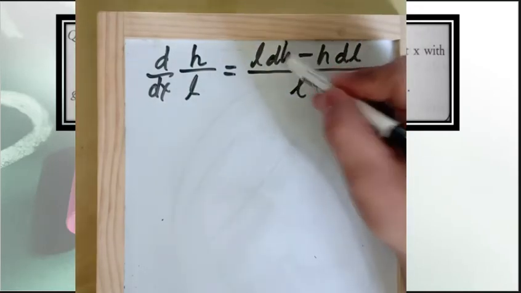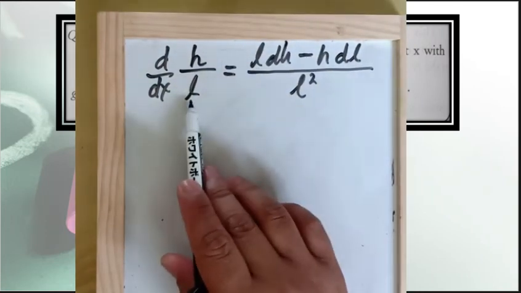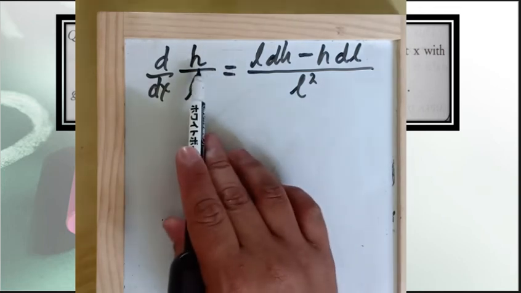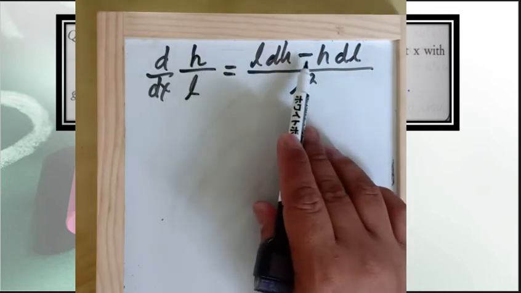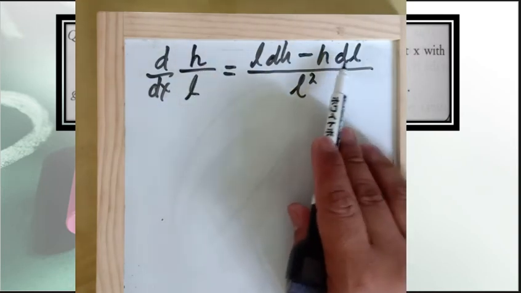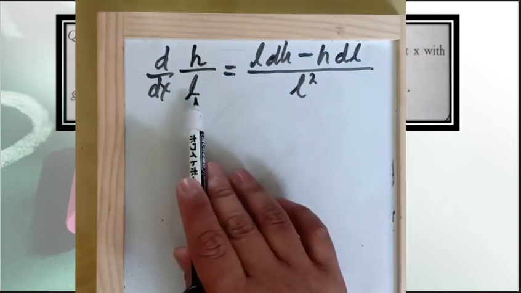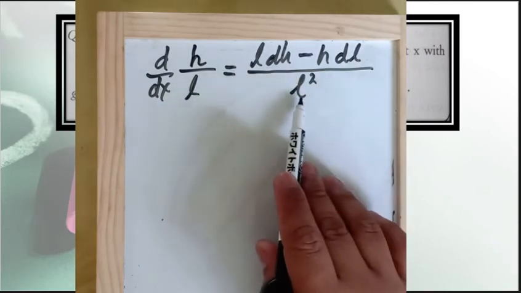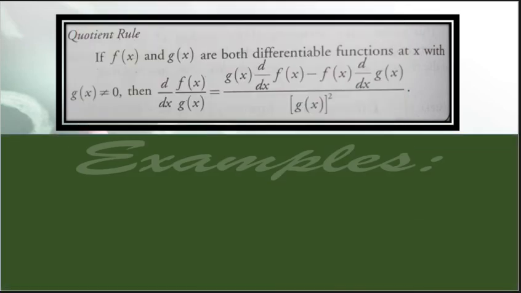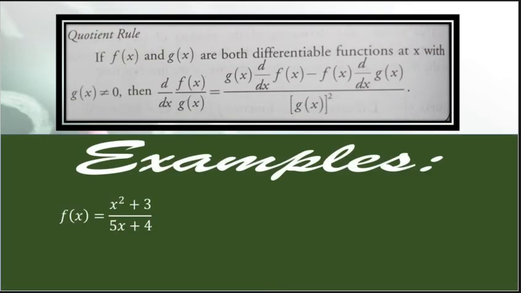Ulitin natin. The rule says we need to copy your denominator, multiply the derivative of the numerator, always minus, copy your numerator, get the derivative of the denominator, divide it with the square of the denominator. Diba? Simple lang. Low d high minus high d low over low low. Okay. Example tayo para mas maintindihan natin. Let's take this one.